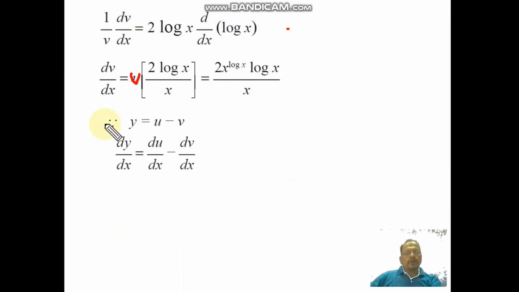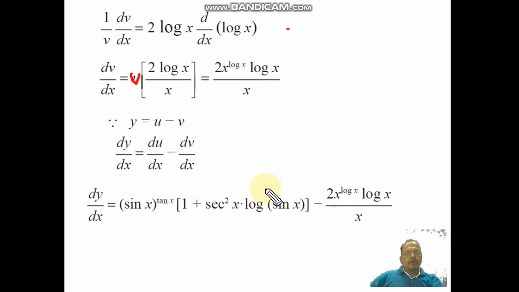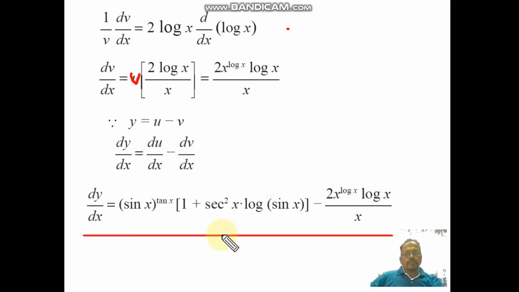Now combining both these things, since y equal to u minus v, dy by dx is equal to du by dx minus dv by dx. Put the obtained values. dy by dx is equal to sin x raised to tan x into 1 plus sec square x log sin x minus dv by dx is 2 into x raised to log x into log x divided by x. Here is the end of this problem.